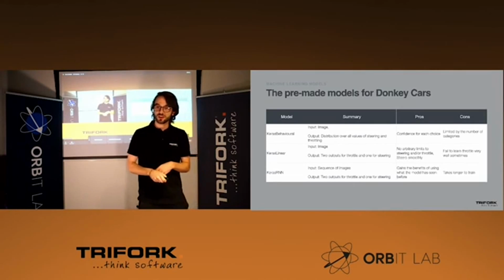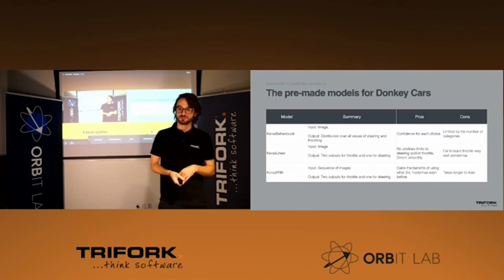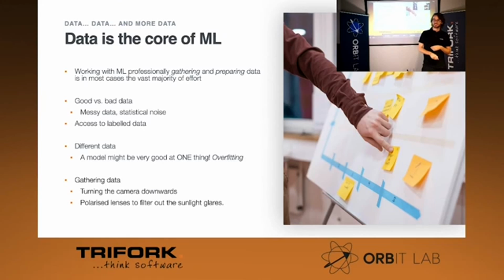For the donkey cars, they have given a lot of data. Data is the core of machine learning. Basically, if you're working with machine learning professionally or just in your free time, then gathering and preparing data is, in most cases, the vast majority of what you will do when you're training a model. And also, preparing data is very important in this case, because just gathering raw data might not work very well.